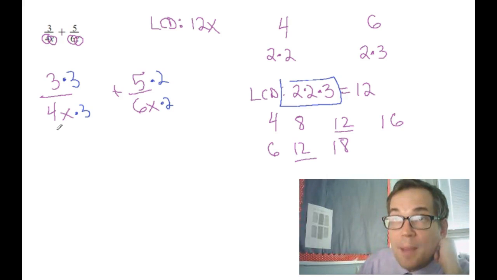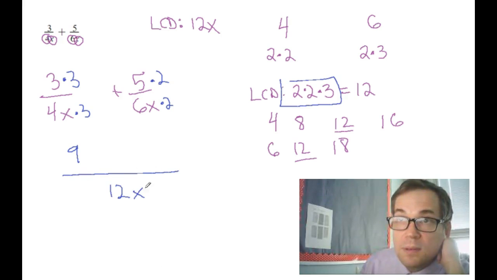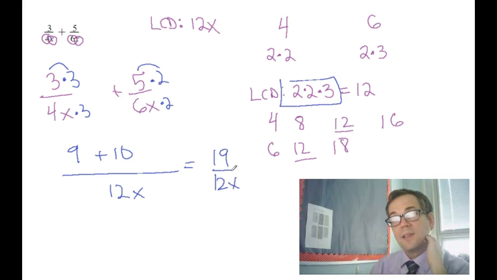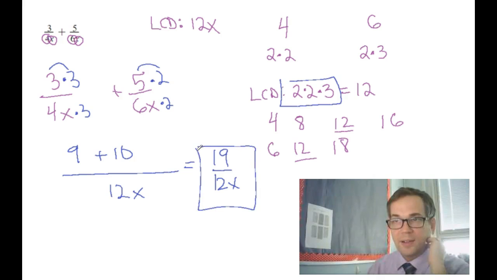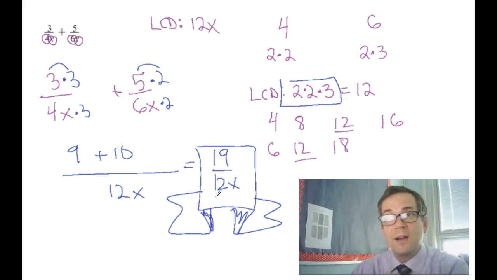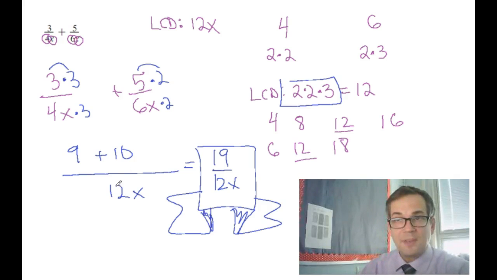And so now the top becomes 9. Well, my common denominator is 12x. This makes 9. This makes 10. I'll combine those to get a final answer of 19 over 12x. If these coefficients were a reducible fraction, I would reduce it, but they're not, so I'm just going to leave it just like that. Call it good. Steps are the same. Find the common denominator, make the denominators look like the common denominator, combine the tops, give yourself a high five. That's it.